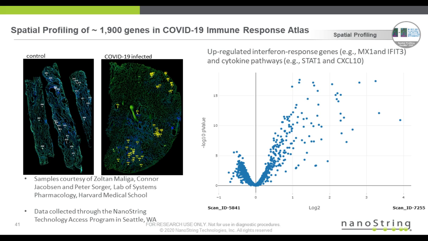So if you look at that, I can't tell you a lot of these things, but they were nice enough to allow us to tell you. You can see the upregulated interferon response genes. There's MX1, IFIT3 that we're able to find in here. Cytokine pathways associated with STAT1 and CXCL10 are all upregulated in these particular tissue environments. And this is about all I could actually show you on those biomarker hits at this time.